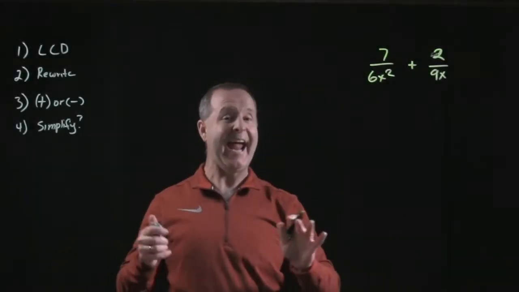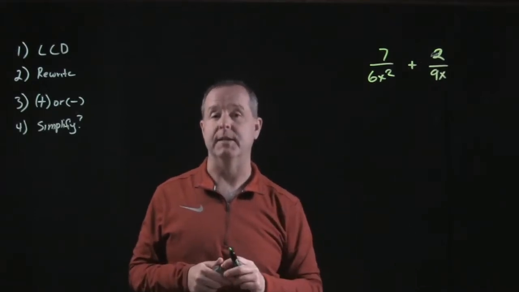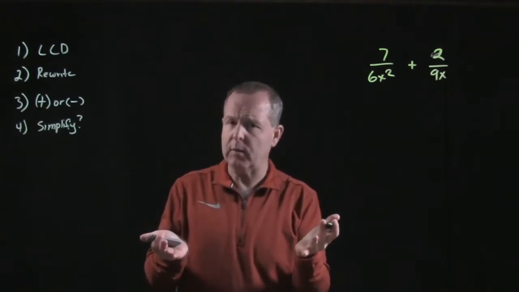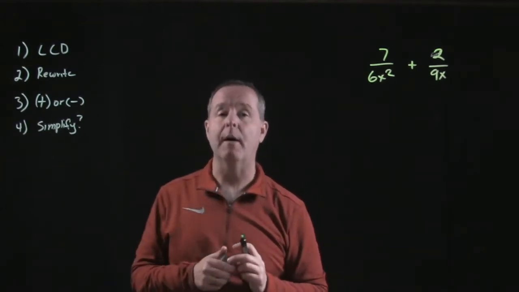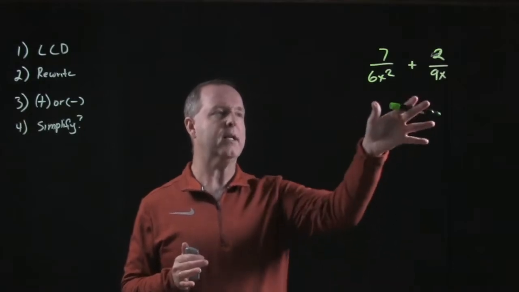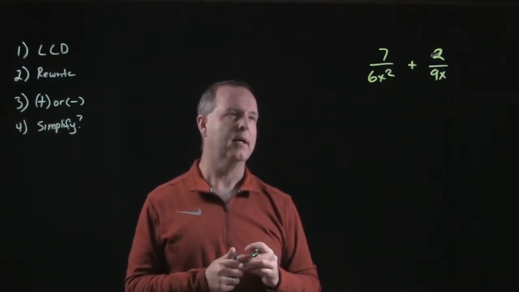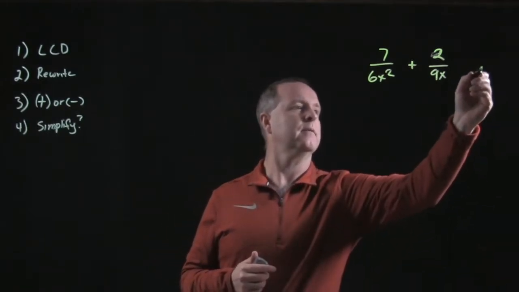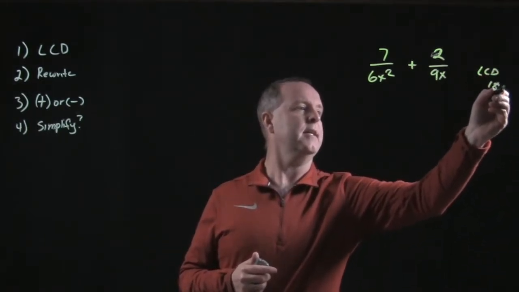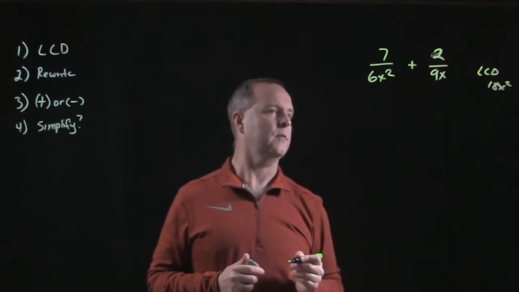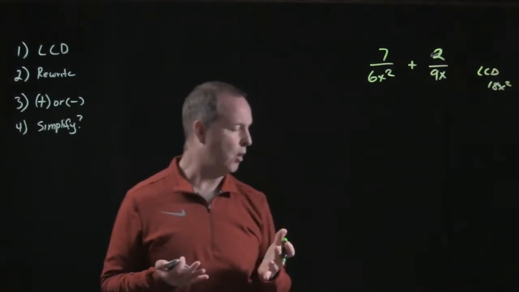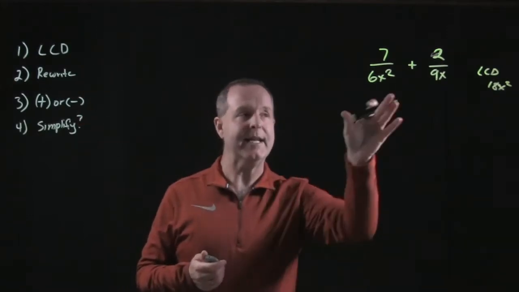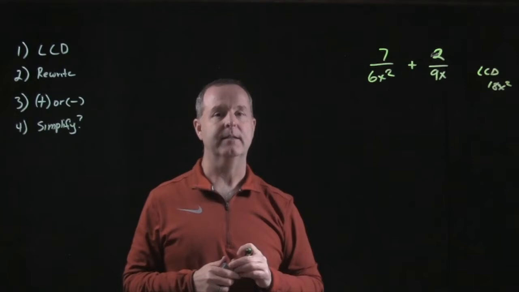All right, now it's time to add a couple of rational expressions that have unlike denominators. So first thing we always do is look for a lowest common denominator. Now, if you remember correctly, we've looked at this problem before and found out that 6x squared and 9x, its lowest common denominator was 18x squared.